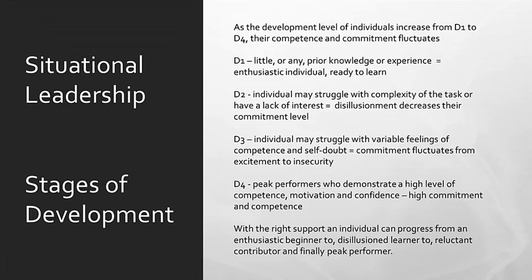And so at this point, disillusionment decreases their commitment levels. Now, if you're going to lose a new employee, it's generally around this phase that they will leave employment. So once they move through to D3, you've got them up over that hump from coaching, you've taken them into the D3 quadrant. The individual may struggle with variable feelings of competence and self-doubt. And so what you get with people on this level is commitment fluctuates from excitement to insecurity.